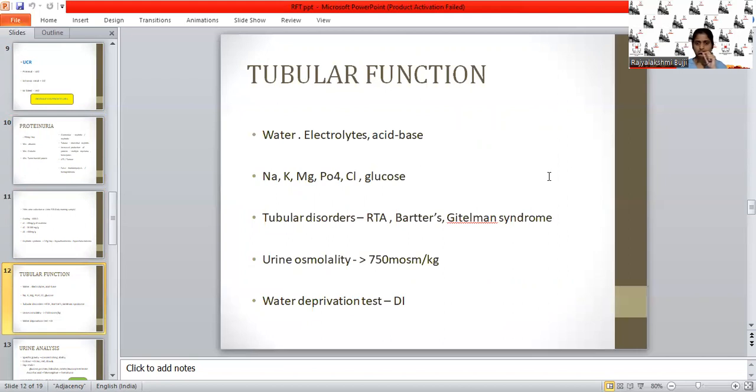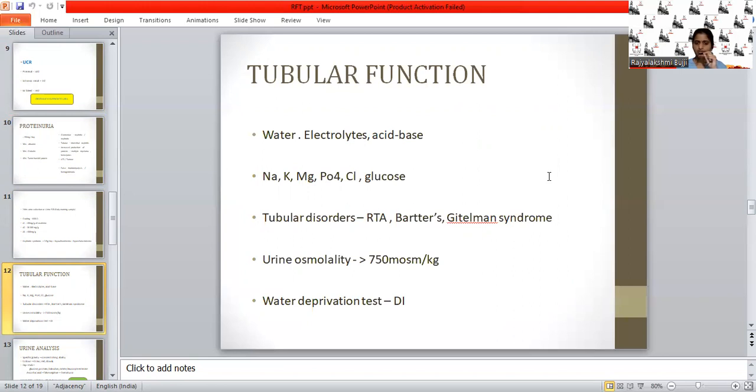Basically, the function of tubules is to reabsorb water and electrolytes and maintain normal acid-base status. So by estimating urinary electrolyte concentrations like sodium, potassium, chloride, magnesium, and phosphate, and by estimating the glucose level in the urine, we can estimate the tubular function. We can diagnose renal tubular disorders like renal tubular acidosis, Bartter's and Gitelman syndrome by estimating the concentration of various electrolytes.